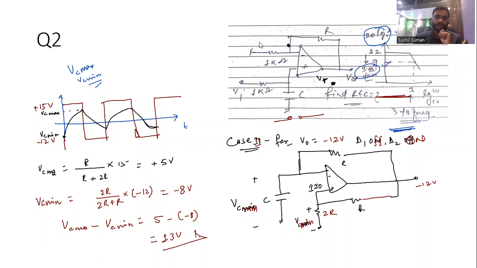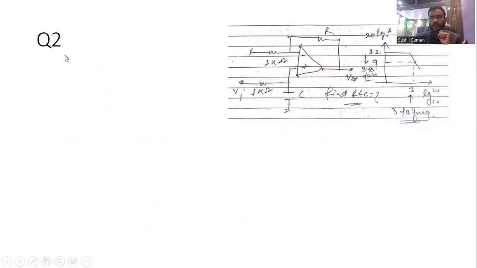Now question number 2. What says question number 2? Find the R and C. You have been given the gain and frequency characteristics. This is your op-amp, and you have been given the gain versus frequency graph.